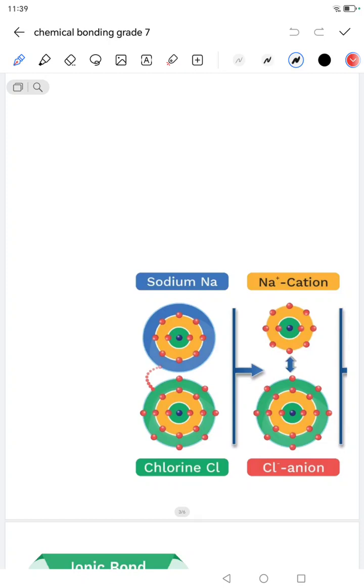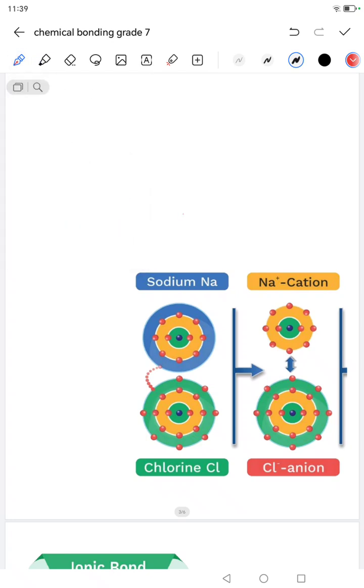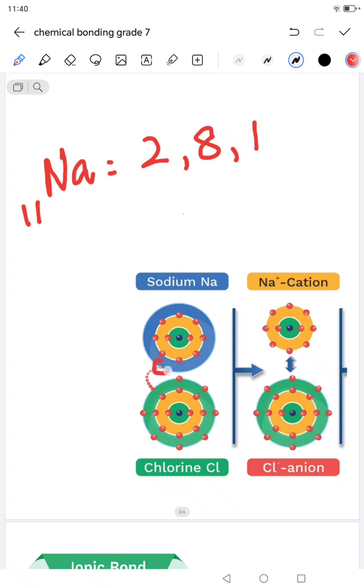So students, today we will discuss the chemical bonding in sodium chloride. Sodium belongs to group 1 and its atomic number is 11. The first shell contains 2 electrons, the second shell contains 8, and the third one contains 1 electron. So here, the first shell has 2 electrons, the second has 8, and the last shell contains 1 electron.